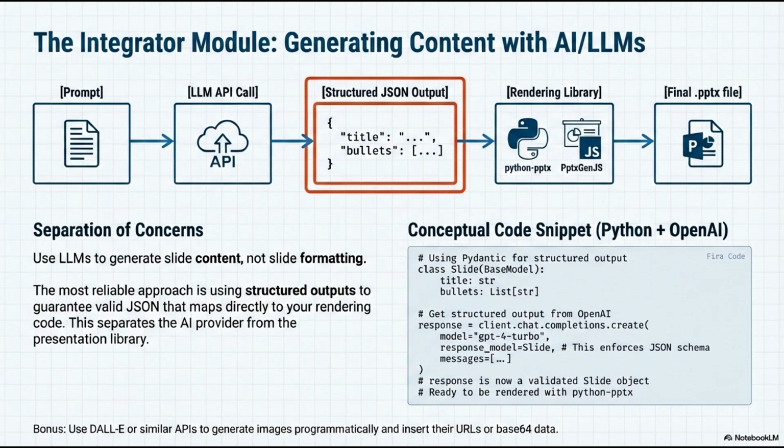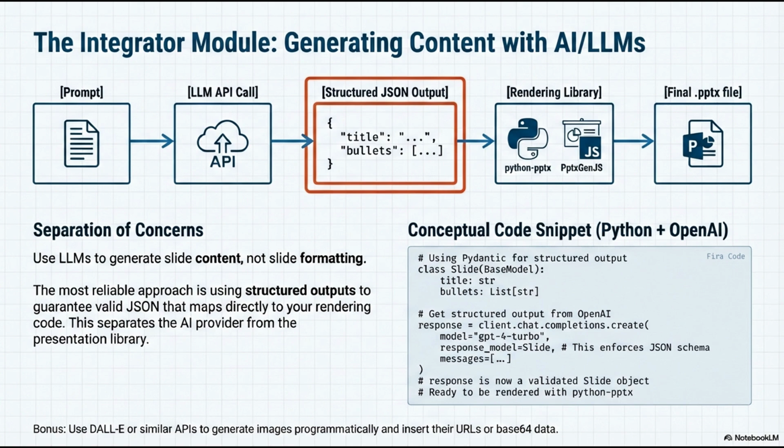AI excels at synthesizing information. Presentation libraries handle visual rendering. By using structured outputs, we guarantee valid data that directly maps to our rendering code, cleanly separating the AI provider from the presentation library. A practical example is defining a Pydantic slide model in Python with a title and bullets.